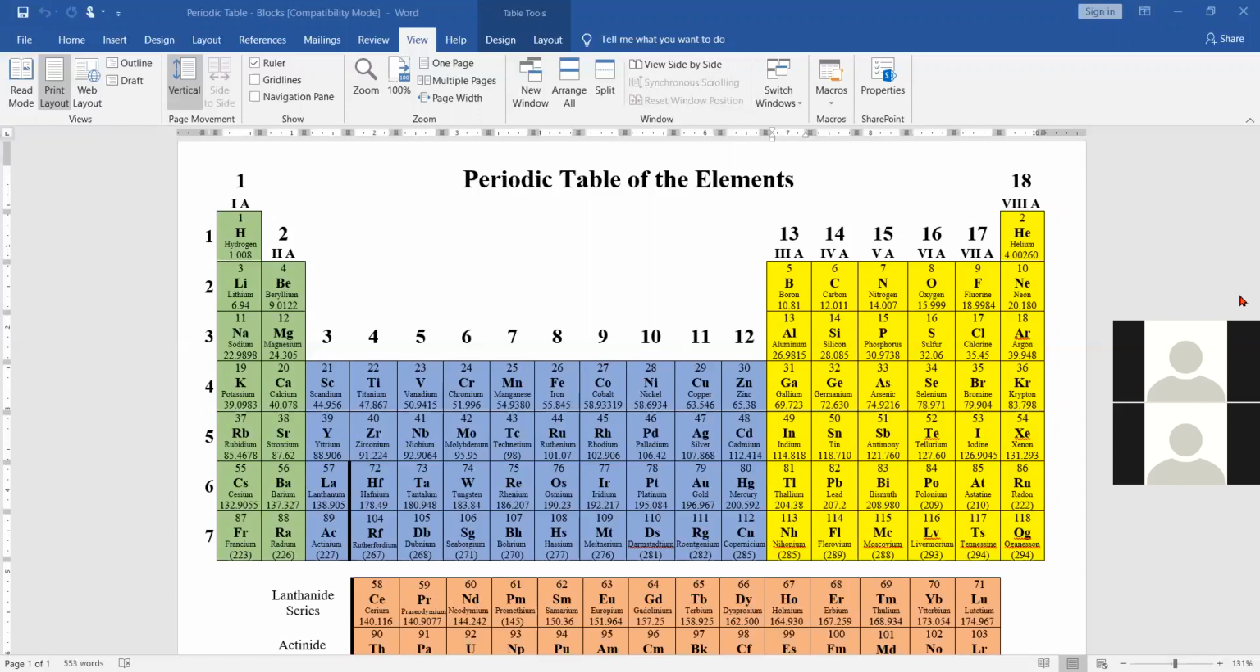Oxygen -2. Can you give us a cation isoelectronic with N-3? Sodium. Positive 1. Sodium +1. All right, good job.